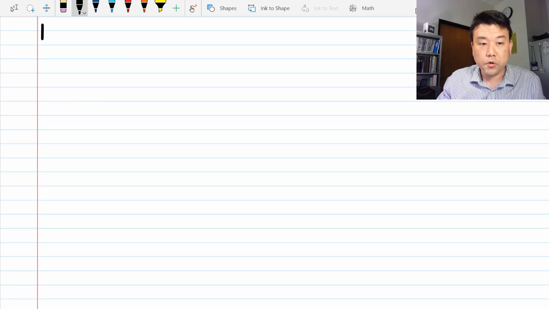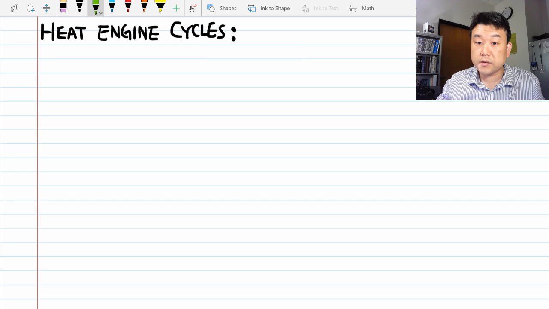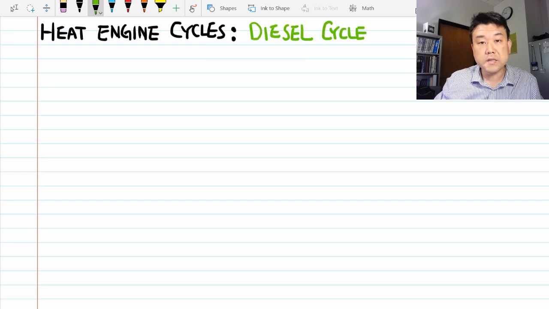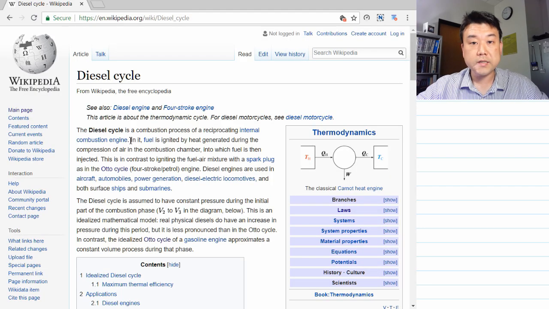Hi, we are continuing with the heat engine cycle examples, and this is on the diesel cycle. The diesel cycle is an idealized version of a heat engine cycle, describing the second of the common internal combustion engines. Let me show you the Wikipedia page. So this is the Wikipedia page for the diesel cycle.